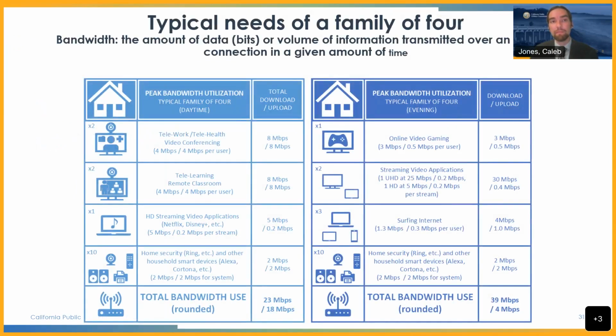This table shows realistic data needs for a family of 4 with fairly basic data needs. Right now, if you add up these uses with maybe one adult working remotely and one child studying remotely during the day, and the family streaming videos at night, you end up needing about 40 megabits per second downlink at the home.